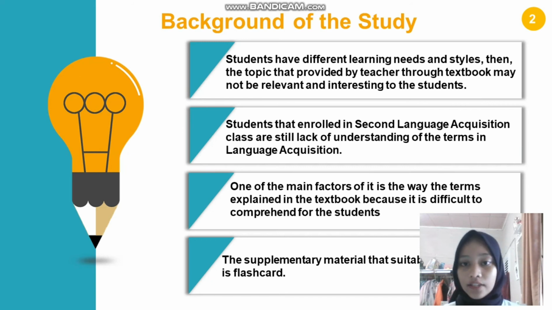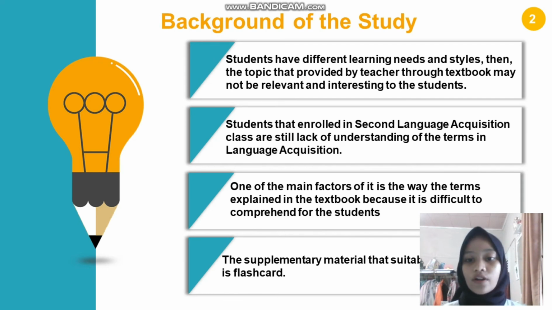So there is a case in the second language acquisition class. As we know, second language acquisition is a compulsory subject for semester 4 in the English Education Department at Jambi University. In learning second language acquisition, there are a lot of terms that a candidate teacher needs to understand. However, according to unpublished preliminary research data by Mardiah and Anastasia, the students enrolled in the second language acquisition class still lack understanding of the terms in second language acquisition.